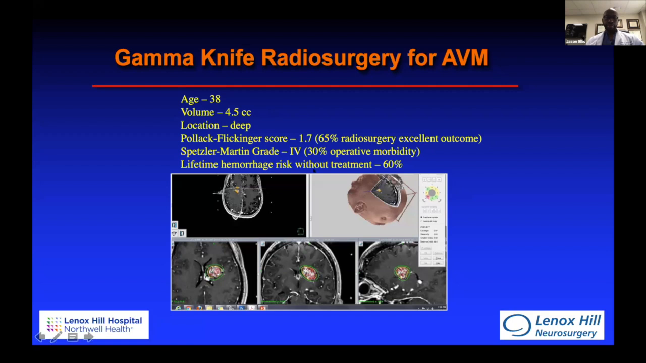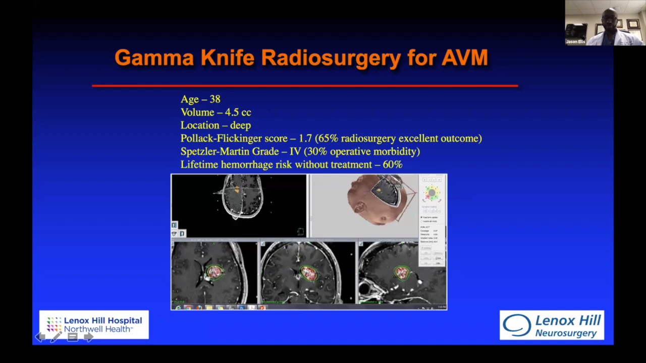In this case, this was a deep arteriovenous malformation in the basal ganglia. This one had not hemorrhaged, but given its high Spetzler-Martin grade score, it was a grade 4, 30% operative morbidity, based on essentially a radiosurgery grading scale, the Pollack-Flickinger grading scale, we calculated about a 65% excellent outcome with radiosurgery. And this patient had a lifetime risk of hemorrhage without treatment of 60%. Based on this sort of analysis, we went forward with treating this patient with radiosurgery.